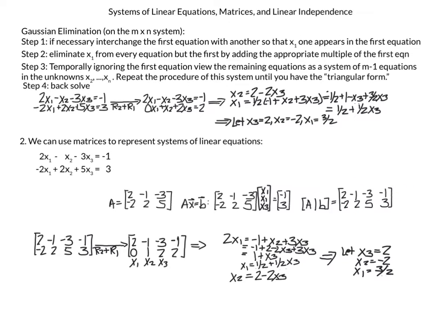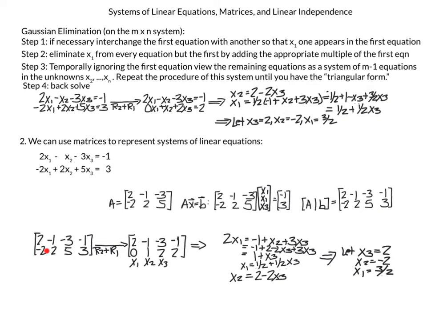So looking at how we can use this, going back to the point of solving this system of linear equations, I take my augmented matrix and I can do the same row operations. So again, if necessary, interchange the first equation with the second so that x1 appears in the first equation. In other words, that there's a coefficient here that's not 0 in the first row. So there's no 0 in the first row, so we can continue. Eliminate this x1, in other words, make this 0 from every equation but the first row by adding the appropriate multiple of the first.